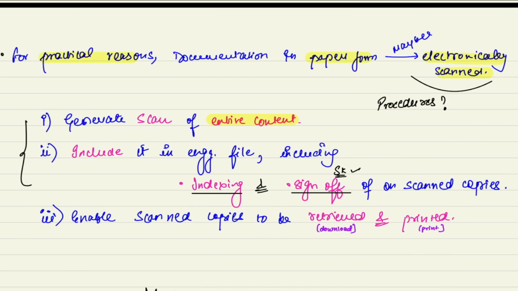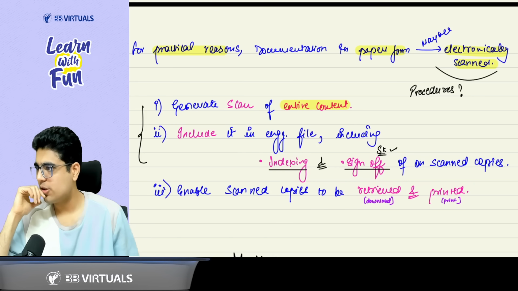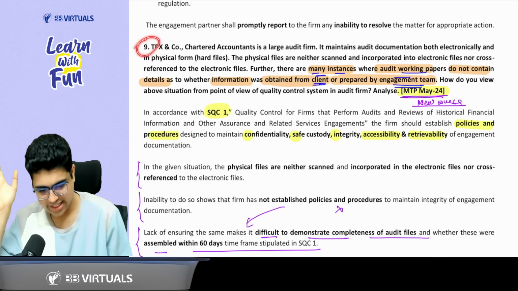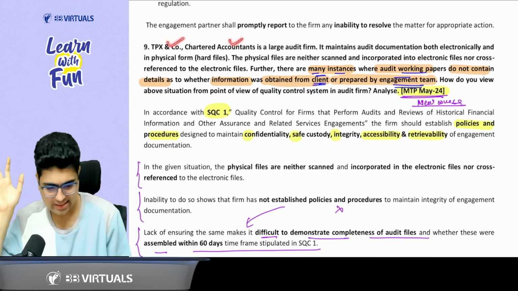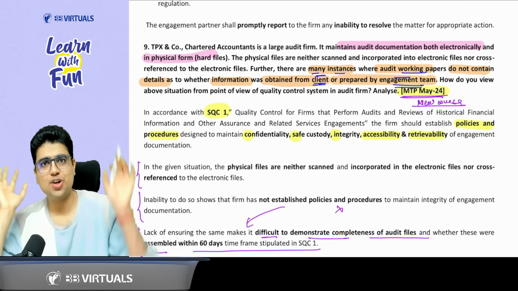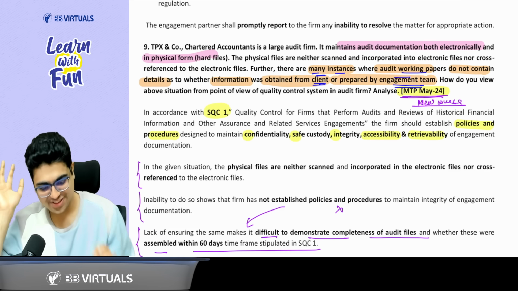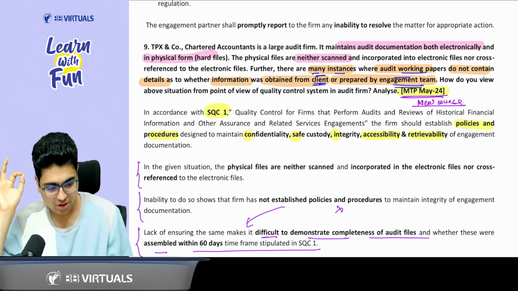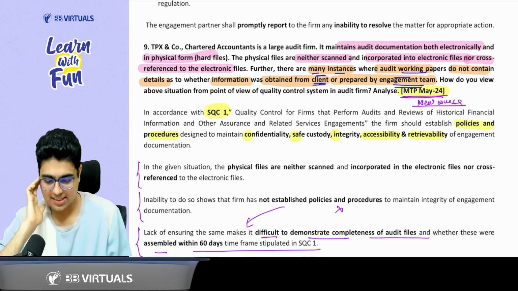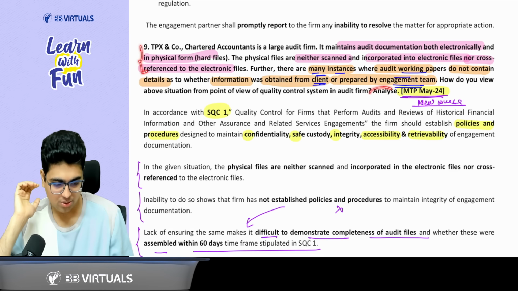Easy peasy? Yes, sir. Now on this also, I have a good question to cover. Please wait. Now, please come to question number 9. Question number 9 says TPX and company CAs are a large audit firm. They maintain their audit documentation in electronic and physical form. Files are neither scanned nor incorporated in the electronic file. Neither is cross-referencing done. This is the first part of the question where you need to analyze.